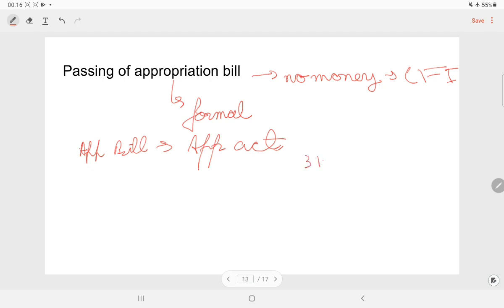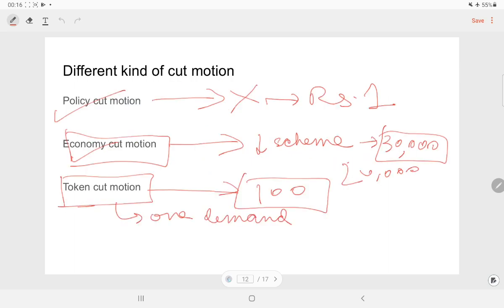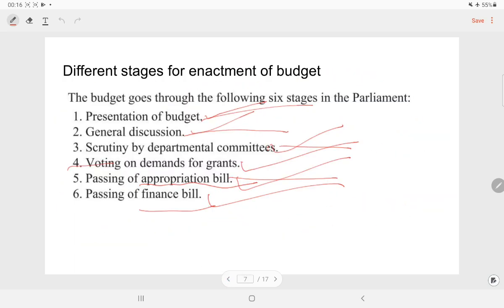And also there is this thing that previously, as I have discussed earlier, on 1st of March the budget is presented. All the process of the budget takes time, all these six stages basically take time. Suppose the budget is presented on 1st of March, then after 31st March the new financial year will come, but still the budget is under preparation.